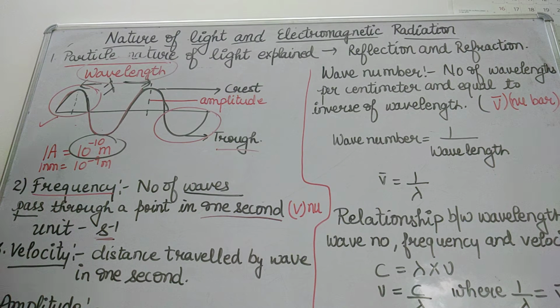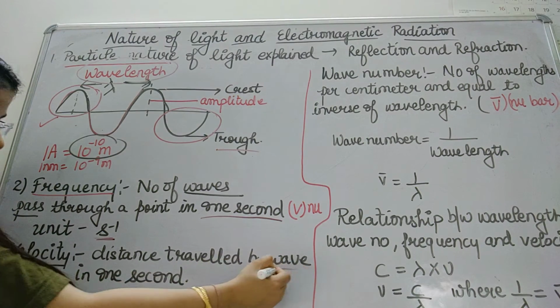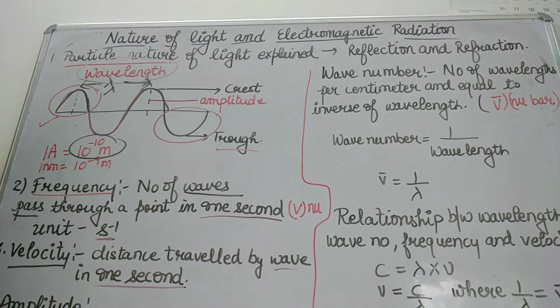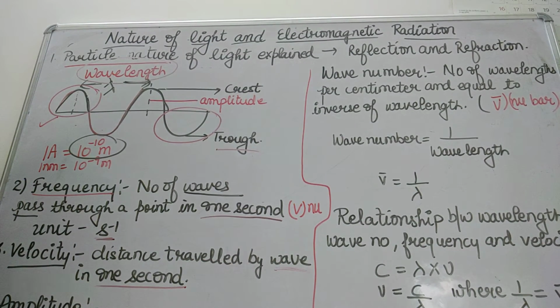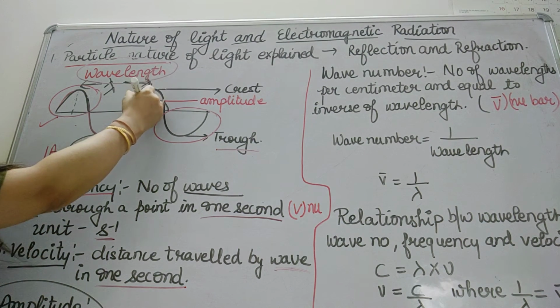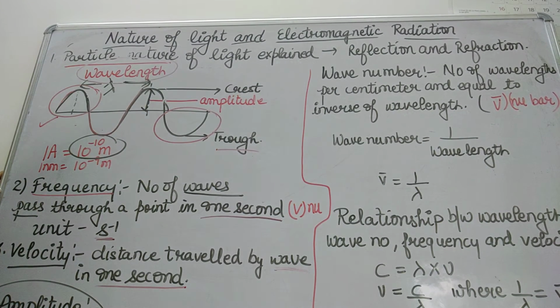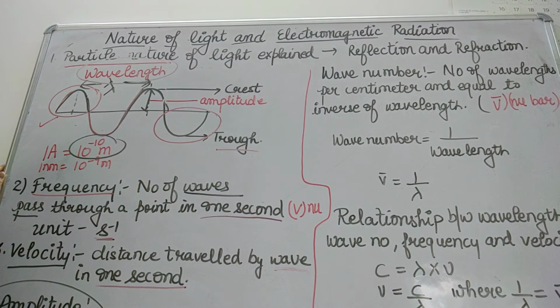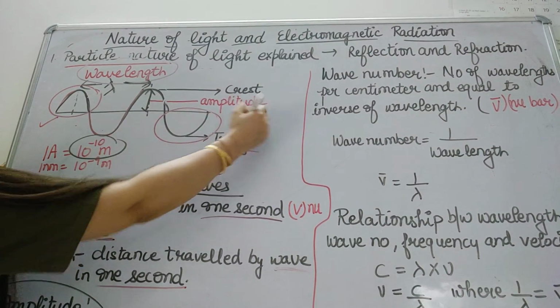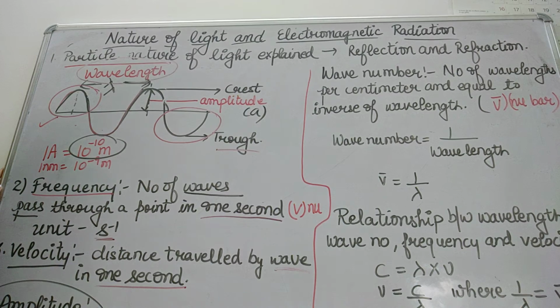Then velocity: the distance traveled by a wave in 1 second is termed as velocity. Now if you talk about amplitude, what is amplitude? This is the maximum displacement, or you can say the height of the crest or depth of the trough of the wave, generally expressed by the letter A. Here I can write, this is A. This represents amplitude. Are you getting this? It is denoted by A.